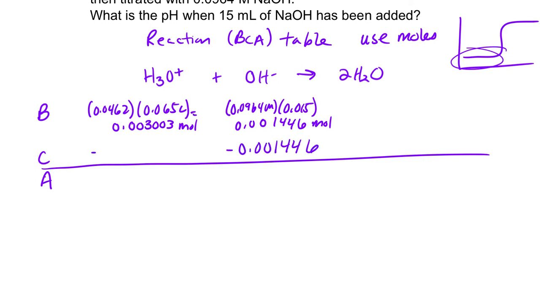So we're going to subtract 0.001446 moles from both H3O plus and OH minus.